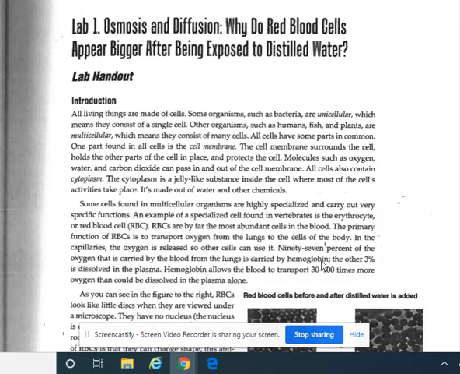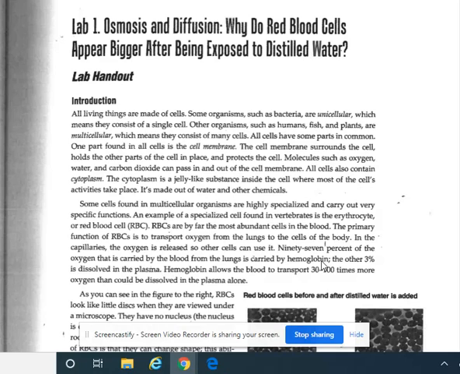All cells also contain cytoplasm. The cytoplasm is a jelly-like substance inside the cell where most of the cell's activities take place. It's made out of water and other chemicals. Some cells found in multicellular organisms are highly specialized and carry out very specific functions. An example of a specialized cell found in vertebrates is the erythrocyte, or red blood cell.